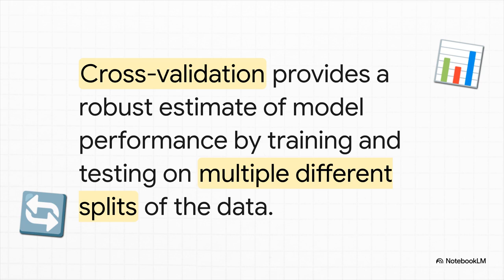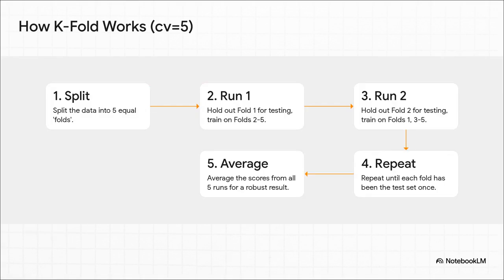The idea is simple. Instead of relying on one lucky split, we're going to create a whole bunch of them and test our model on every single one. So here's how one of the most common types, k-fold, works. Let's say we use 5 folds. First, you chop up your data into 5 equal-sized pieces. Then, for the first round, you hold back piece number 1 for testing, and you train the model on the other 4 pieces. For round 2, you hold back piece number 2 and train on all the others. You see the pattern? You just keep doing this until every single piece has had its turn being the test set. And then at the very end, you just average the scores from all 5 runs. What you get is a much more stable idea of how your model will perform in the real world.